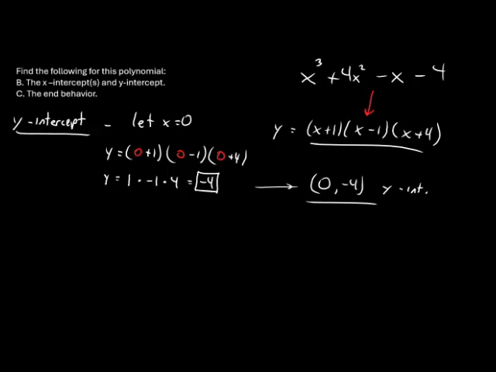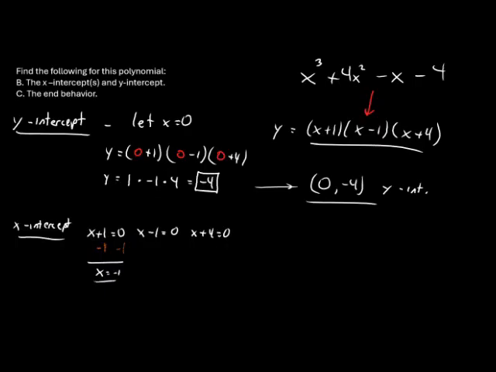For our x-intercepts, we'll let each piece of the factored form equal 0. This means we'll set our first parentheses, x plus 1 equal to 0, and x minus 1 equals 0, and x plus 4 equals 0, and we'll solve each piece. This means we're going to move this plus 1 to the other side of the equal sign and change it to negative 1.